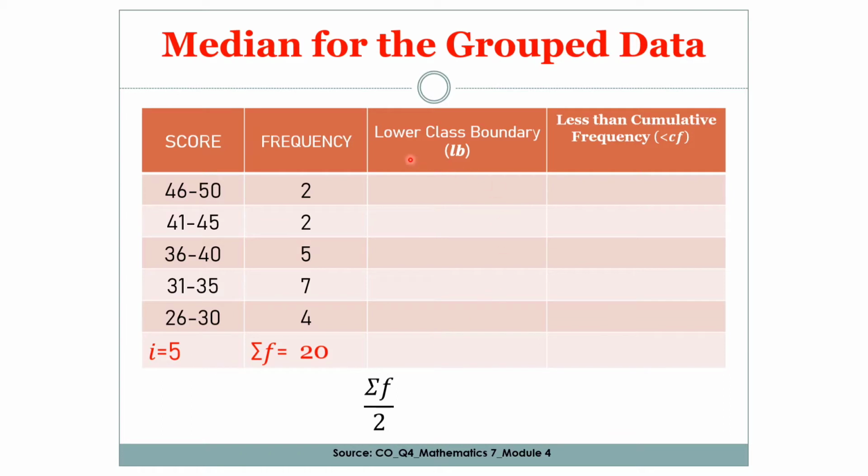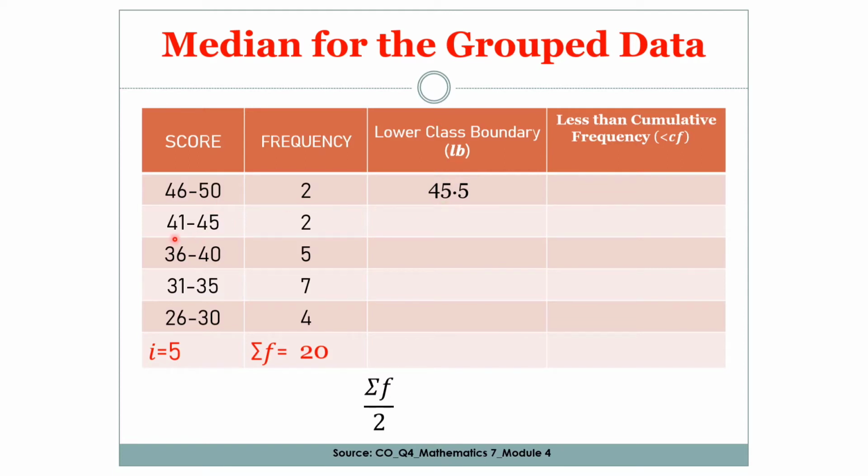The third column was labeled as the lower boundary, or in symbol, LB. To obtain the lower boundary of each class, what we are going to do is subtract 0.5 from the lower limit. So this side is the lower limit. Let us start with 46. 46 minus 0.5 is 45.5. Therefore, the lower boundary of the class 46 to 50 is 45.5.